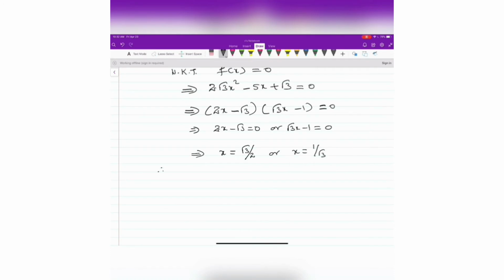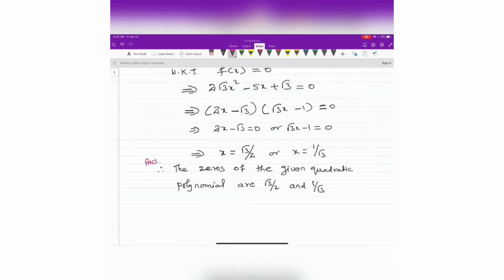So, therefore, the zeros of the given quadratic polynomial are root 3 by 2 and 1 by root 3. So, this is going to be your answer for the first part.